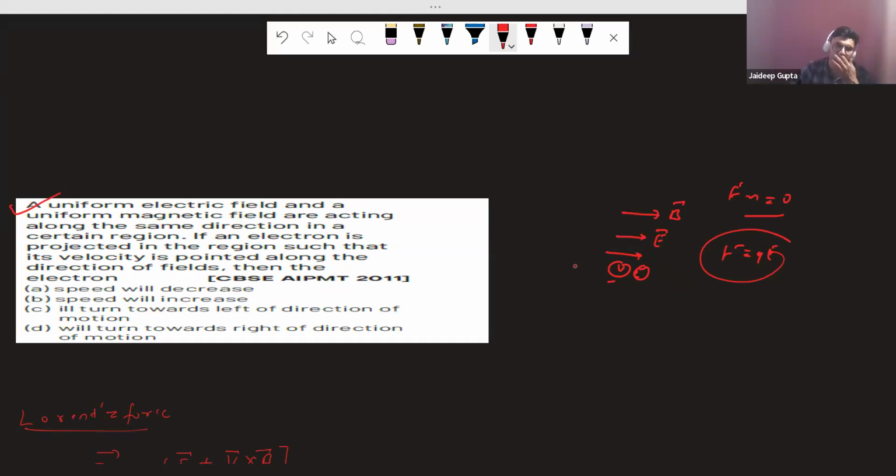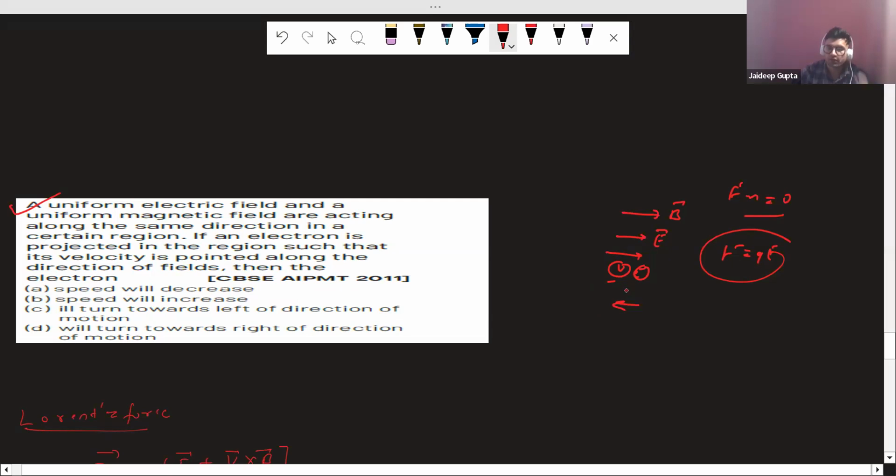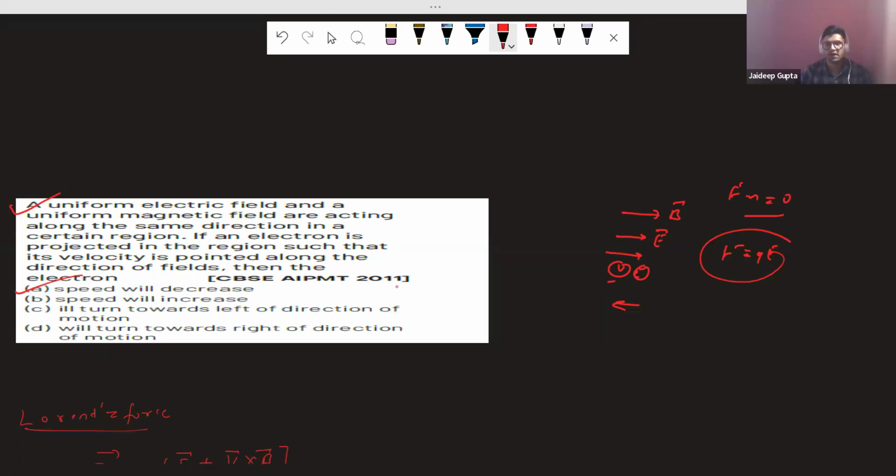What is the direction of the electric force on a negative particle? Is it in the same direction or in the opposite direction? In the opposite direction. So it is a case of deceleration. So velocity will decrease. So A is the answer. Is it clear to everyone? Yes, sir.